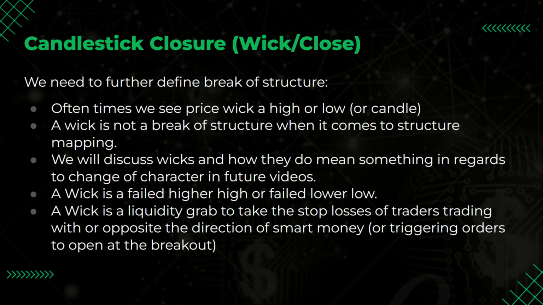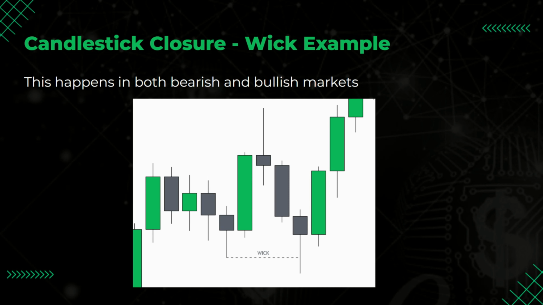A wick is basically, in most cases, a liquidity grab to take the stop losses of traders trading with or opposite the direction of smart money. Or they're also triggering orders to open at the breakout and then taking those orders back to hit the stop losses. So let's go over a few examples of candlestick closure before we actually get into break of market structure.